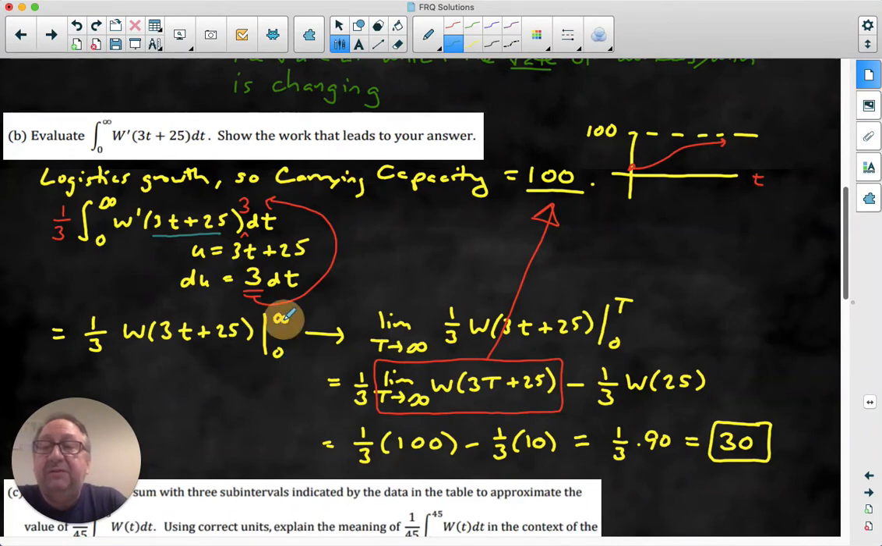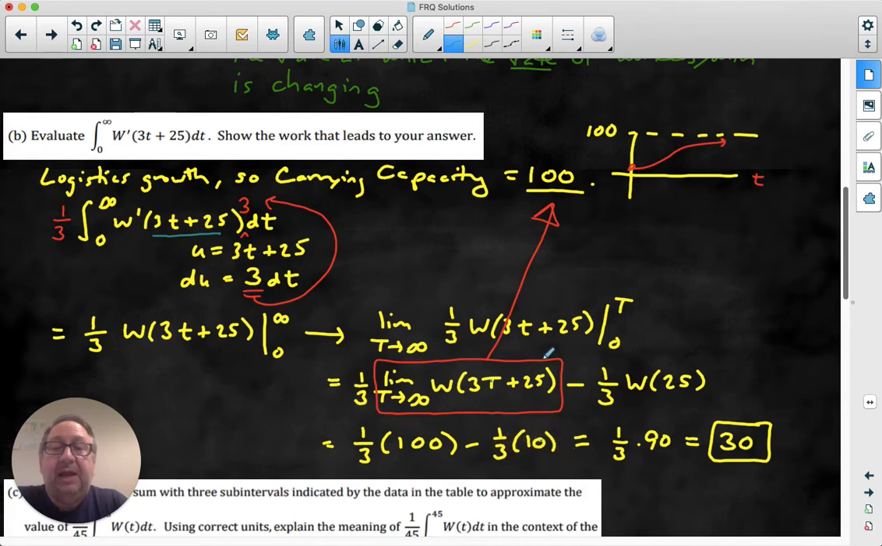To deal with the infinity, I went ahead and did this limit. Limit as capital T goes to infinity, and changed out the infinity to a number, t. This allows me to just substitute in the upper limit t, here it is, and the lower limit 0. 0 for t just gets me w of 25. Well, w of 25 comes right off the chart, that's 10. W of 25 is 10.